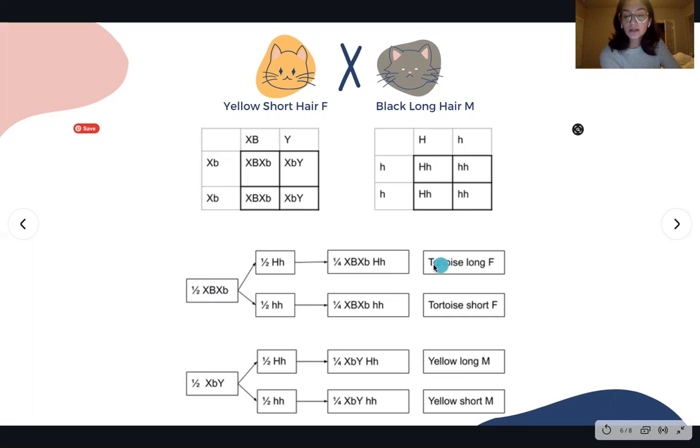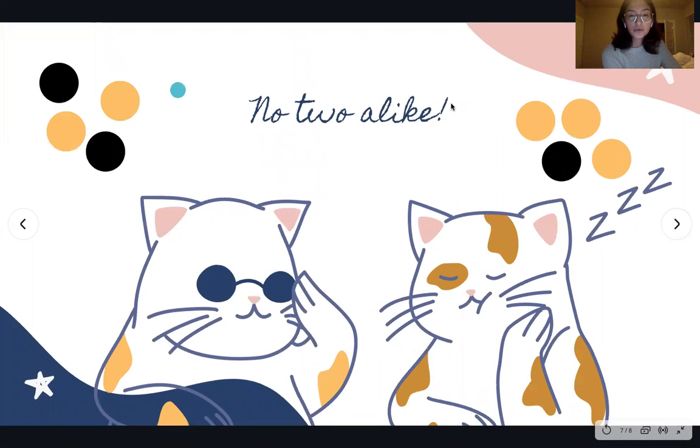And so here we can see that all of the females in this progeny would be tortoiseshell, and half of those females would be long hair and half of them would be short, and then all of the males would be yellow and half of that would be long and half of that would be short hair. All right, so no two alike.